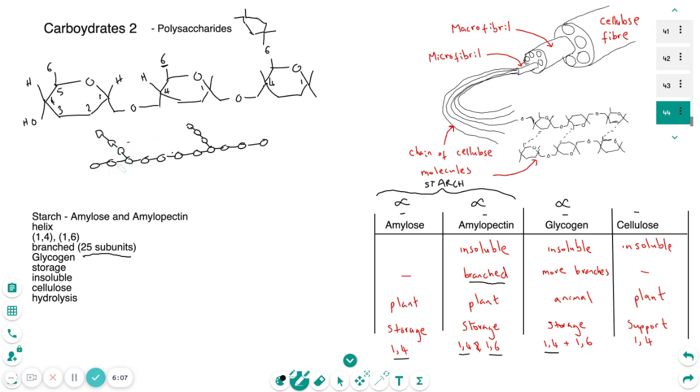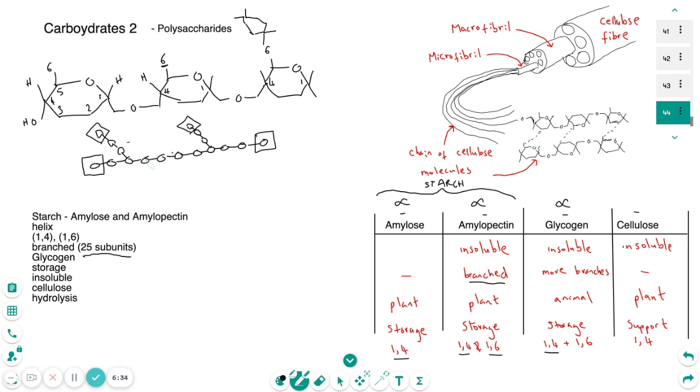If this was just a chain like amylose, the plant could only access this glucose at the end and this glucose. There's only two ends, but once you start incorporating branches, there's now another end. So just these two branches alone mean that the plant can access double the amount of glucose that it would if it was just amylose. So it's even better for storage.